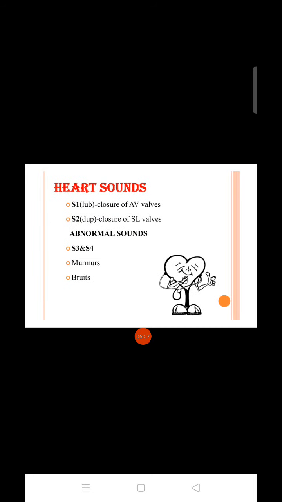Heart sounds: there will be S1, lub, due to closure of the AV valves, and S2, dub, due to closure of the semilunar valves. That is the lub-dub sound. Abnormal sounds are S3 and S4, murmurs and bruits. These are the abnormal sounds.